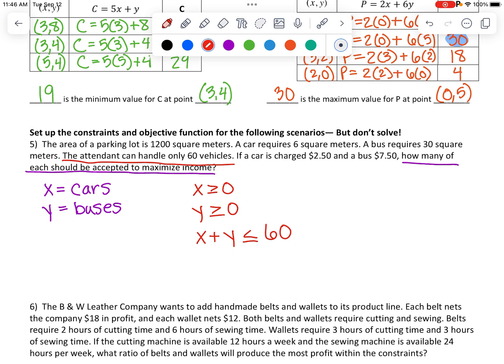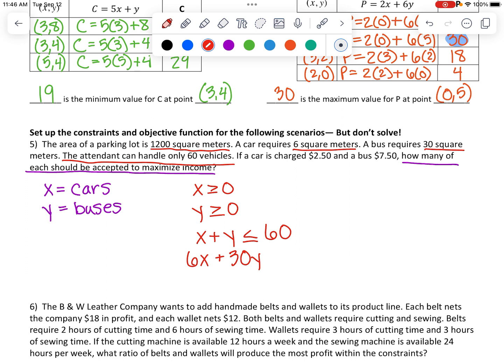All right, last we're going to deal with the square meters part of things. So 1,200 square meters is my total. And then we know that a car takes 6 square meters and a bus takes 30 square meters, okay? So if I have a car that takes 6 square meters, I'm going to do 6 times the number of cars plus 30 times the number of buses, so 30 times Y.